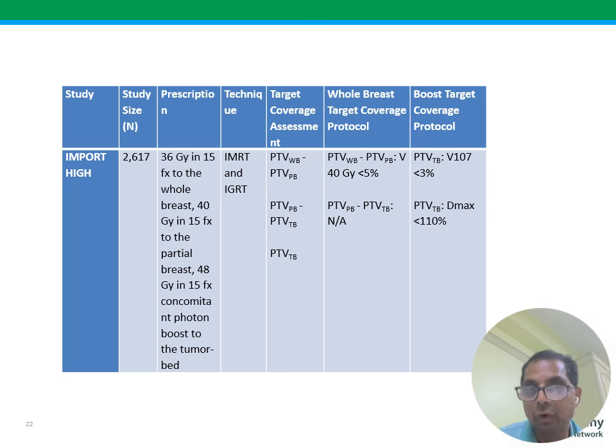They said whole breast minus partial breast, so the part of the breast tissue outside a partial breast volume, they said 40 gray to less than 5%. So very stringent dose homogeneity. And they also said in the boost volume, V107 should be less than 3%, and the maximal dose should be less than 110. So the hotspot should be limited to the surgical bed, but again, they defined what the number should be. And outside the partial breast, the dose homogeneity was to be maintained.